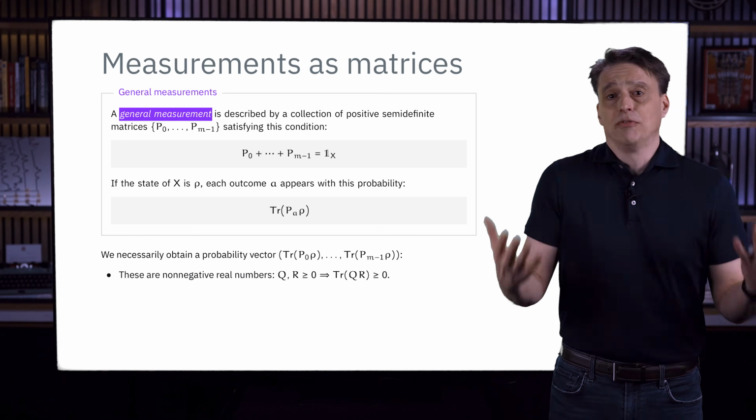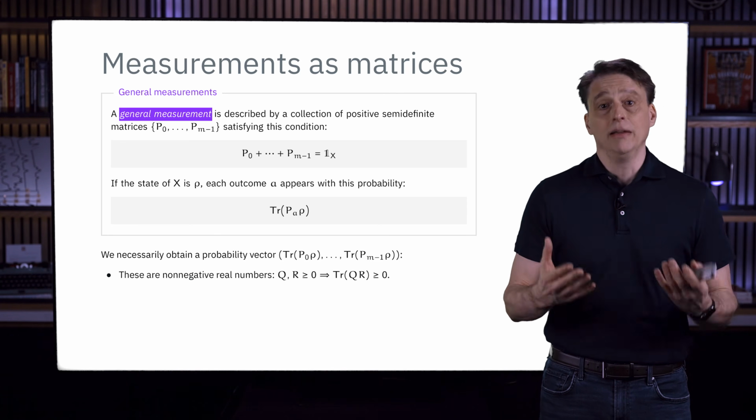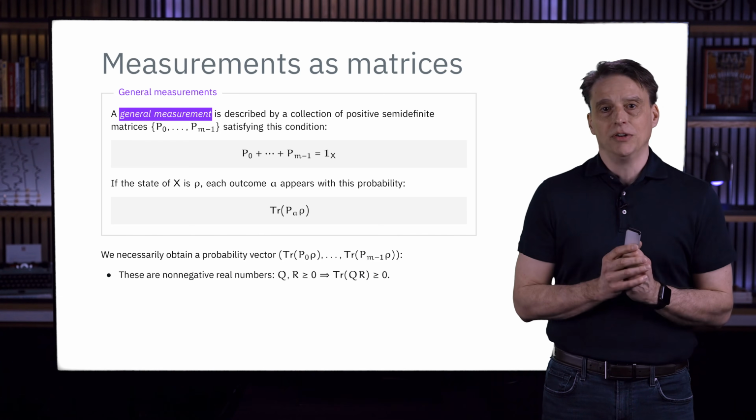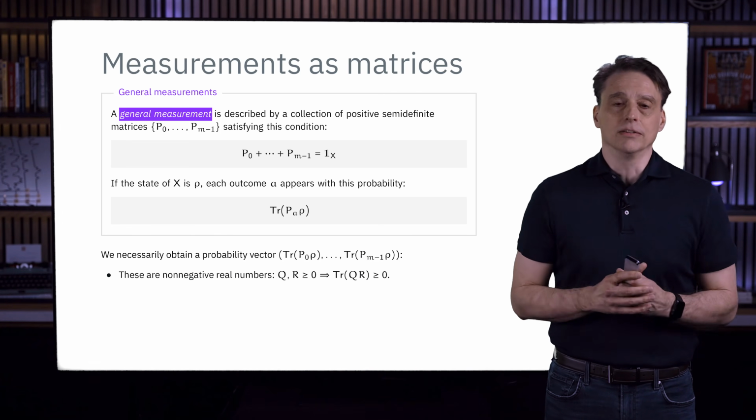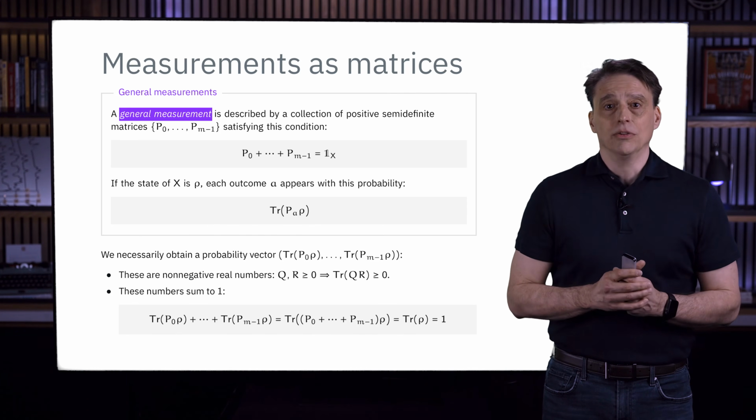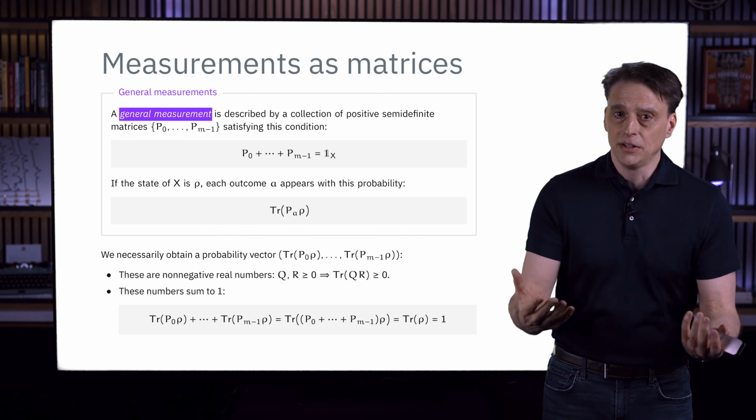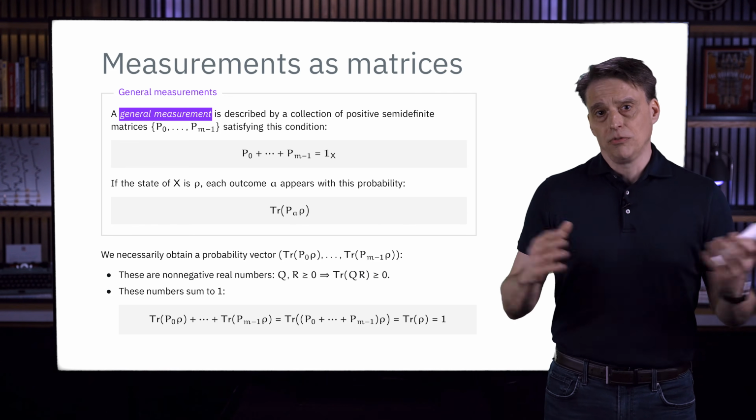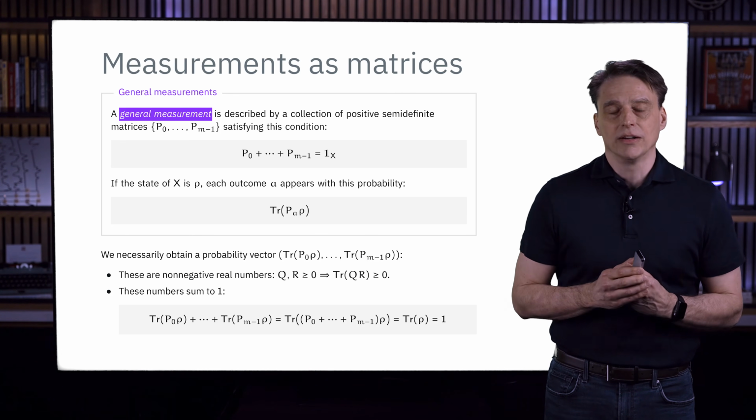First, these numbers that I've referred to as outcome probabilities are always non-negative real numbers. And that's because both P a and rho are positive semi-definite, and the trace of the product of two positive semi-definite matrices is always a non-negative real number. And I'll leave that for you to think about why that is. And second, the numbers have to sum to 1, because the trace is linear, the matrices P0 through P m-1 are required to sum to the identity, and density matrices have trace equal to 1. So, regardless of what density matrix rho we started with, the outcome probabilities will indeed always form a probability vector.